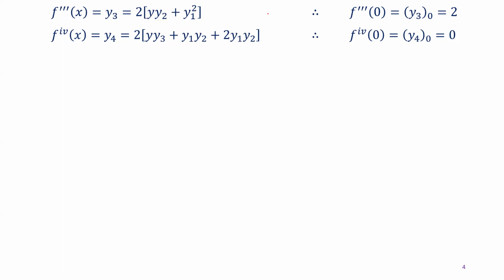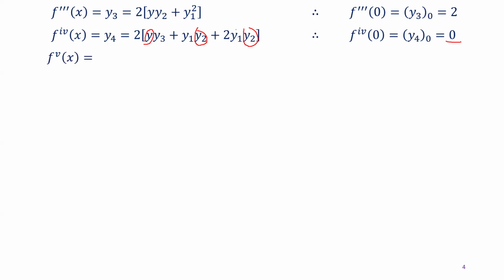And if we substitute the values, what will happen? Just look here. We know that y0 is 0, y2 of 0 is 0, and y3 of 0 is 0. So all three terms will become 0 because these are multiplied. So ultimately we are getting y4 of 0 is 0.